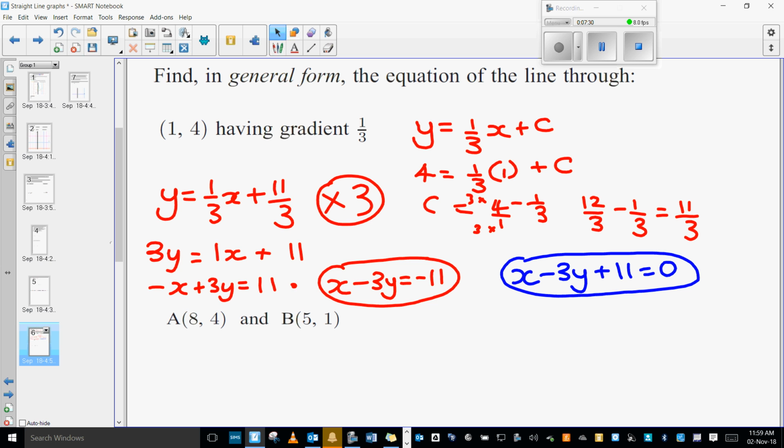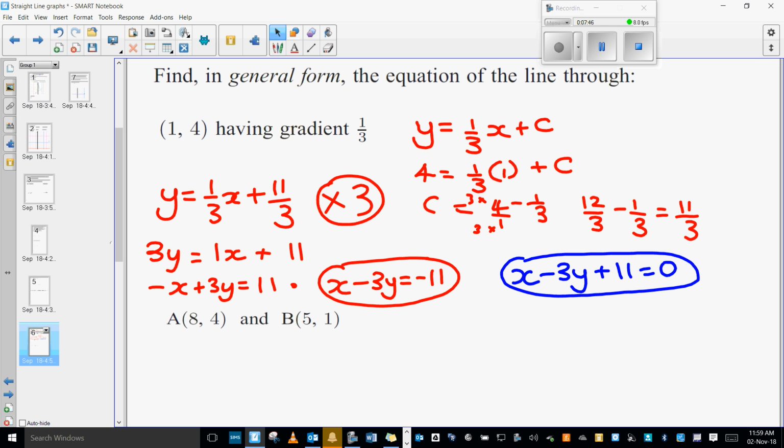It says 3y equals x plus 11. How do you get that to minus x here? So I subtract x from both sides, because I want to put my x and y together. Oh, okay. Yes, I just didn't write the 1.